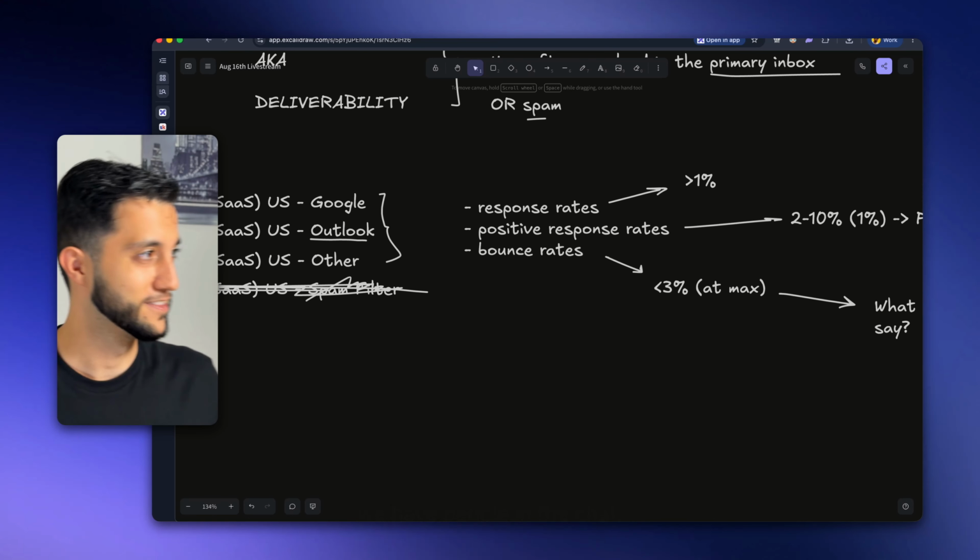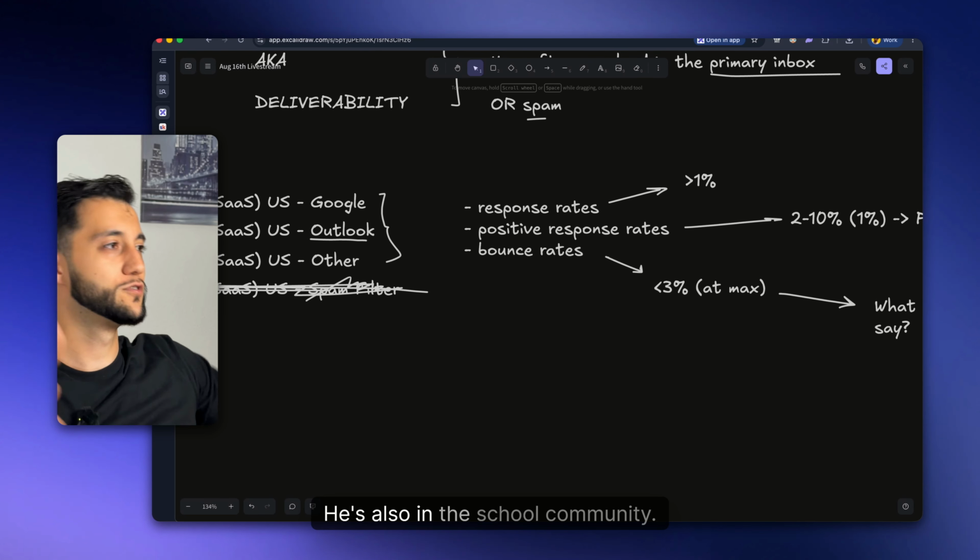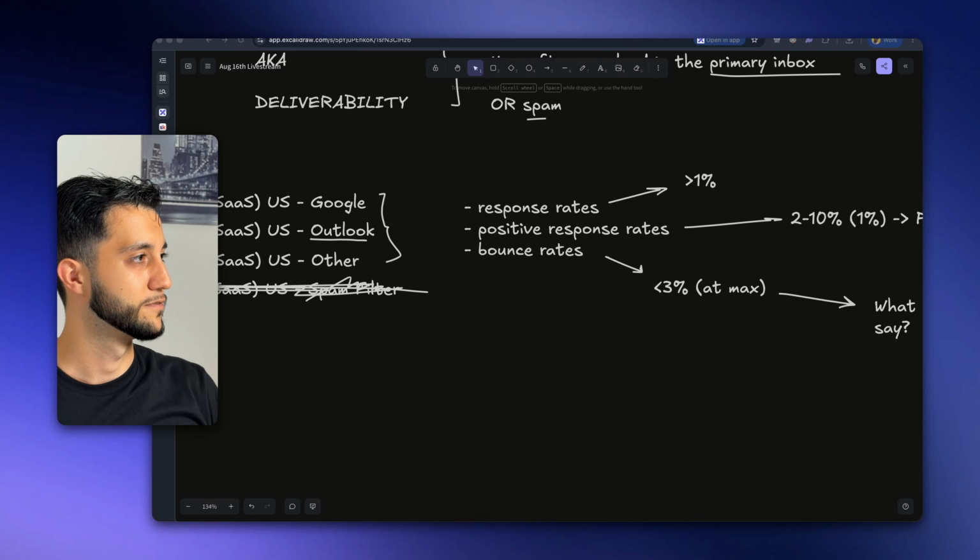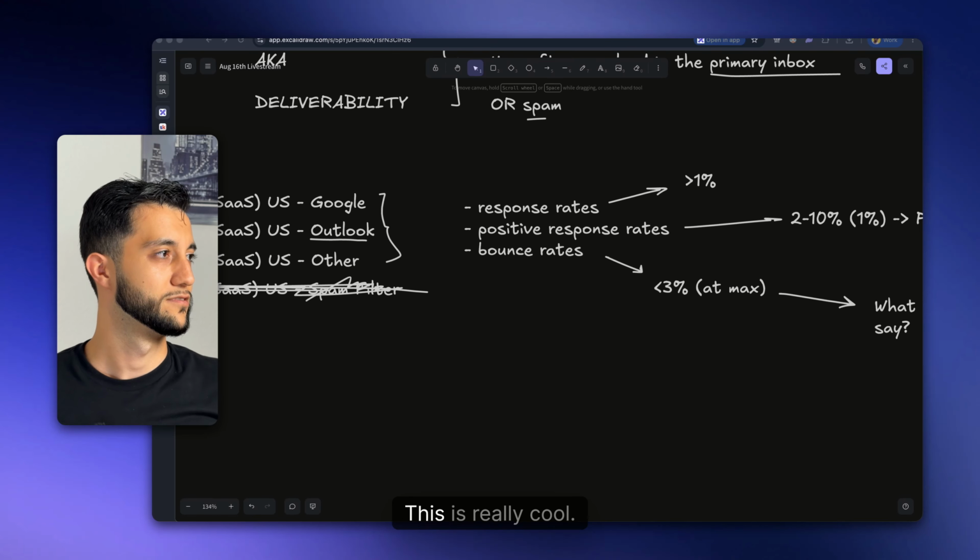Oh, we have people in the chat. This is awesome. Kans, what's up? He's also in the school community. Nice. Good stuff. I appreciate that. This is really cool.